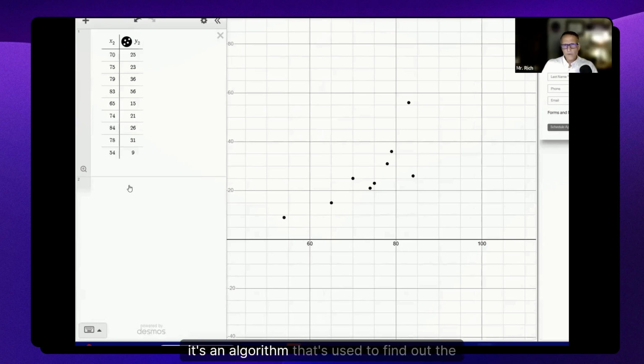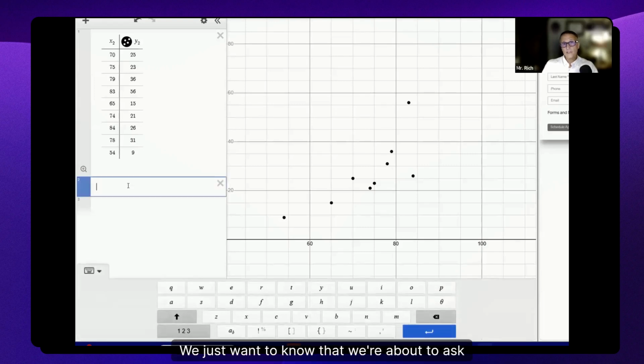It's an algorithm that's used to find out the equation of the line, but we don't really want to go into that. We just want to know that we're about to ask Desmos to find the best line that would model those points and pass through the middle of the points. Here's how we're going to do it.